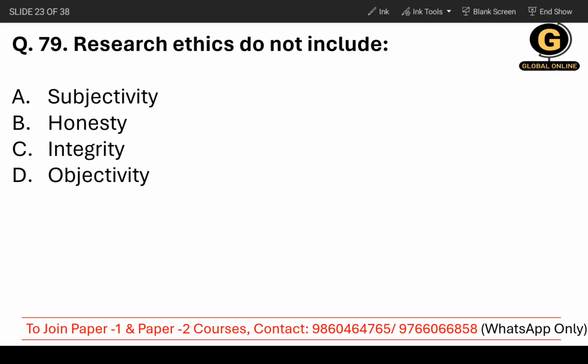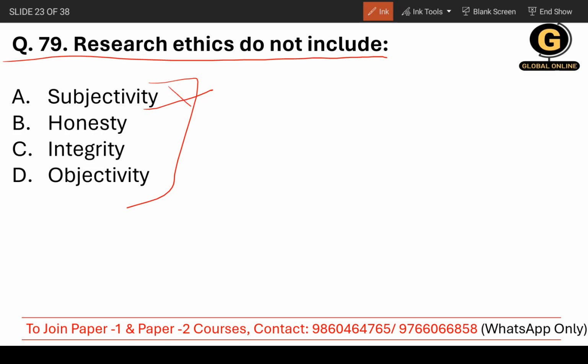Moving on to question number 79. Research ethics do not include. What does it not include? So the options are subjectivity. Of course, it will drop because research and subjectivity cannot go hand in hand. Okay, you cannot be subjective with your research. So objectivity, of course, it will include, integrity, honesty. These are the correct options, but the question is asking what we do not include. So subjectivity we do not include.